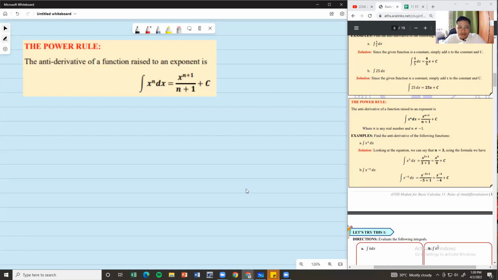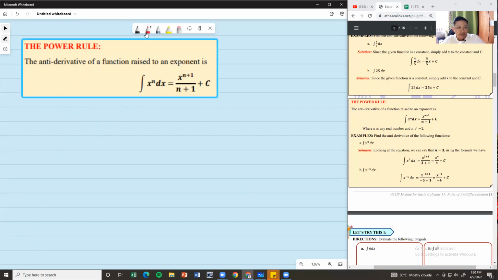Okay, let's now continue with the power rule. This is the rule that LJ did a while ago. So the antiderivative of a function raised to an exponent is this.